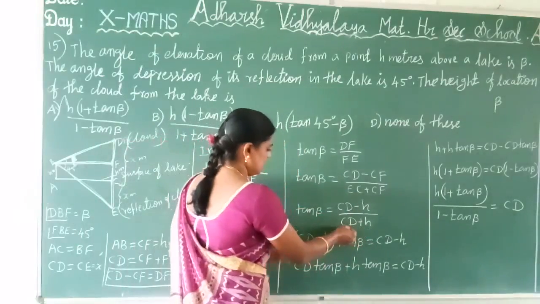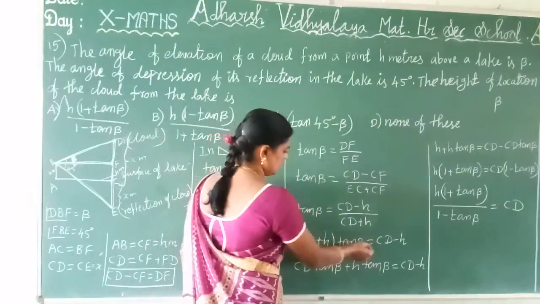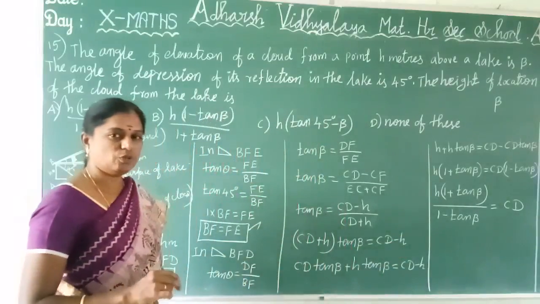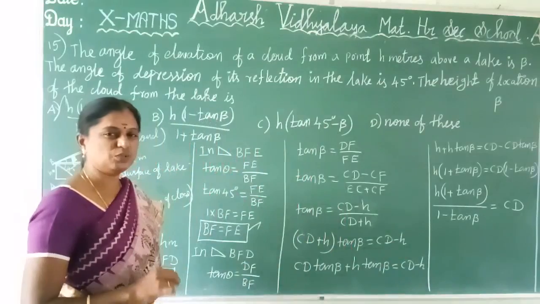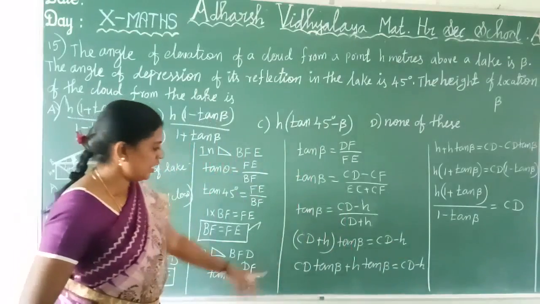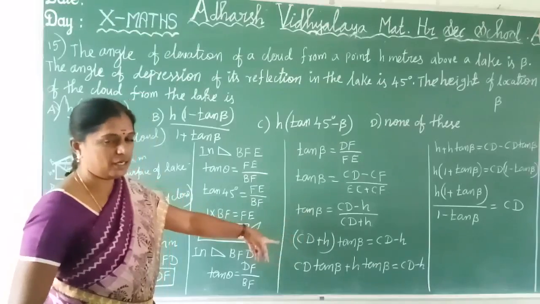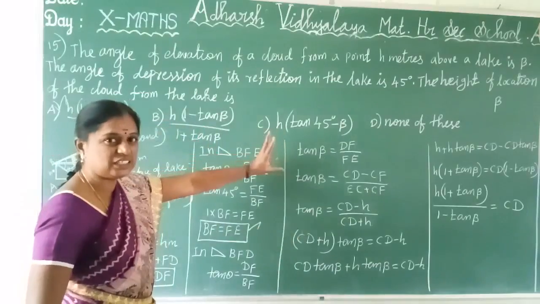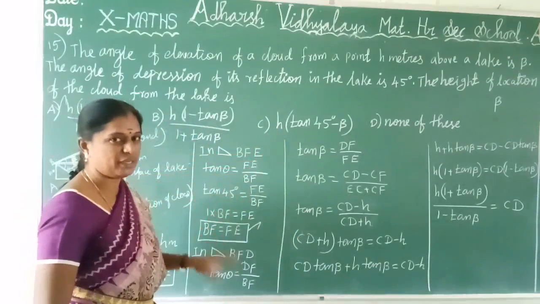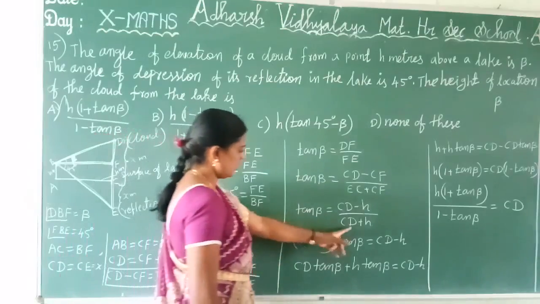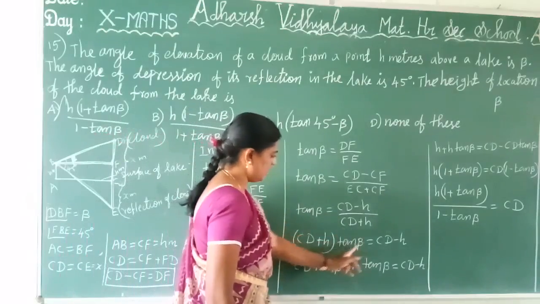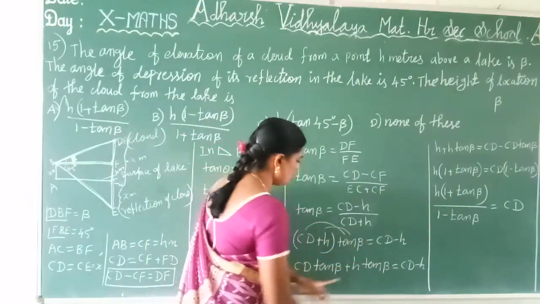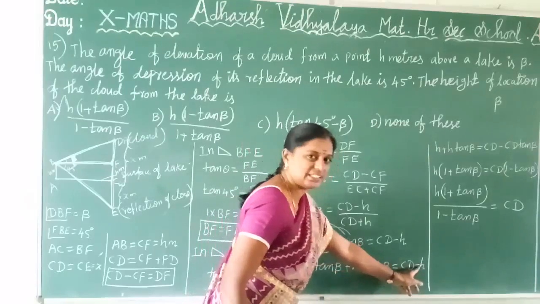And cross multiply: CD plus H into tan beta is equal to CD minus H. We need CD, that's why we converted all the remaining terms in terms of CD. H and tan beta we also need. So now you get the answer in terms of H and tan beta. Cross multiplying, CD plus H into tan beta, you multiply: CD tan beta plus H tan beta is equal to CD minus H.